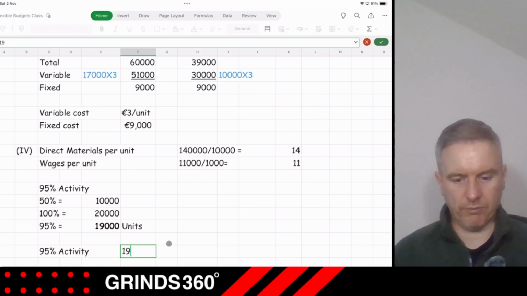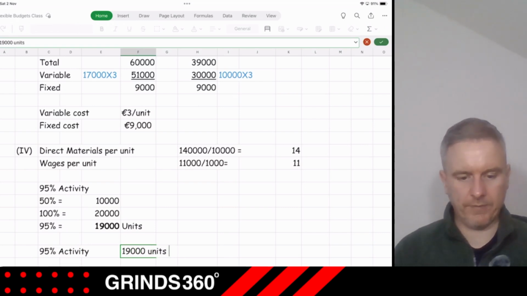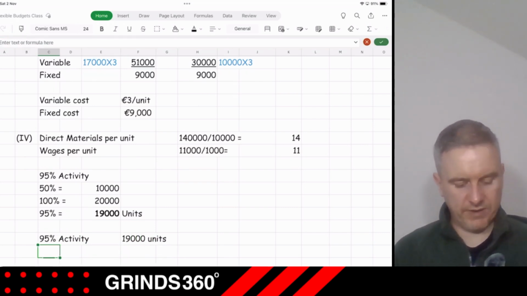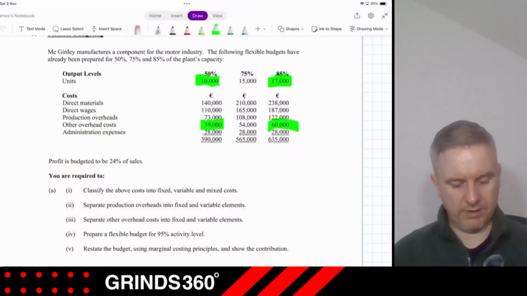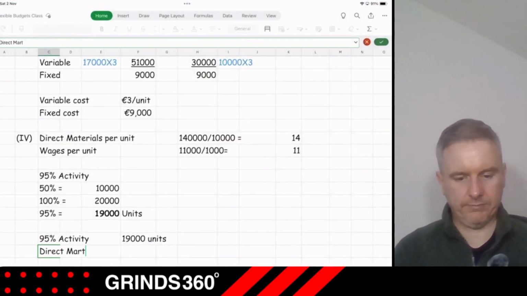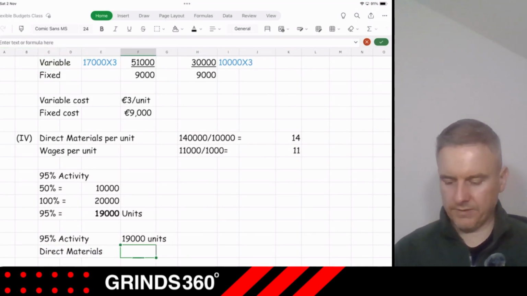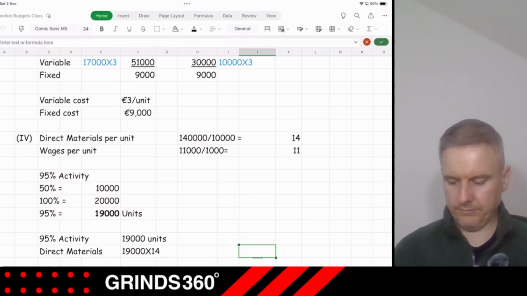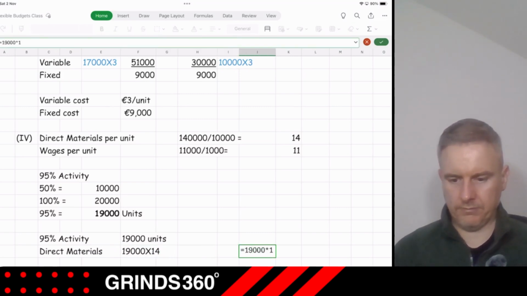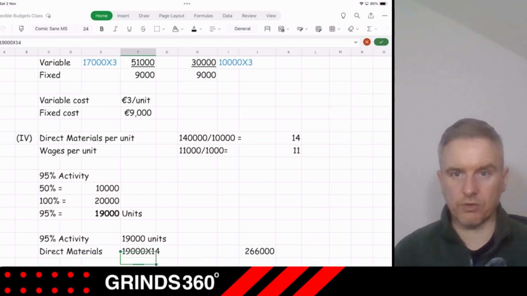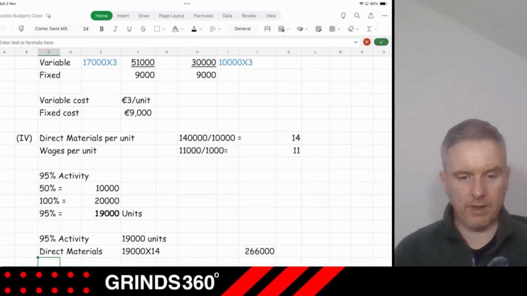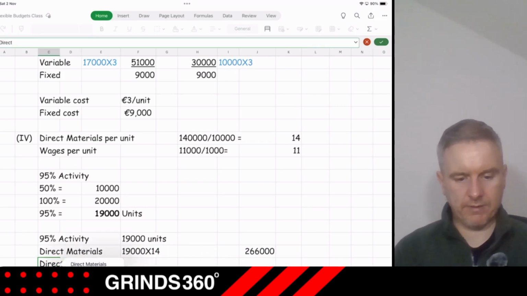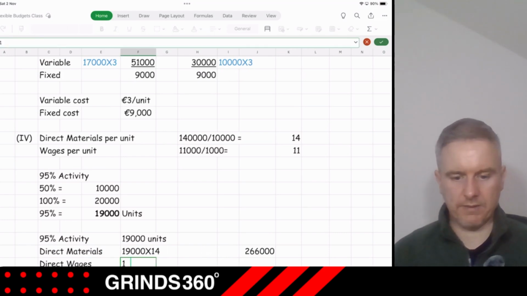And a little reminder for ourselves, 19,000 units. So we're going to start off, and the first thing we're going to put in is our direct materials. So take our 19,000 and multiply it by 14. And you're showing your examiner this. You're showing them the working, how you got it, okay? Our direct wages, we're going to take our 19,000 and we're going to multiply it by 11.